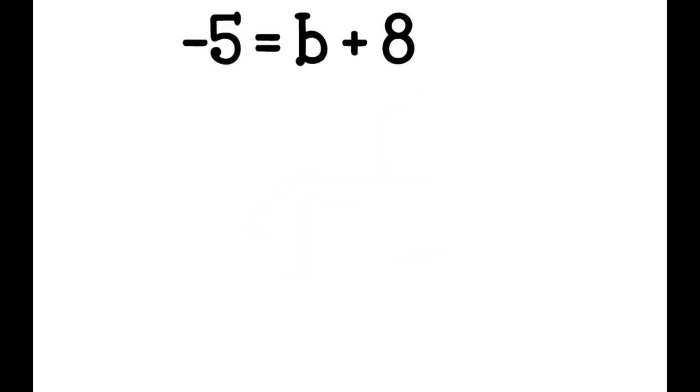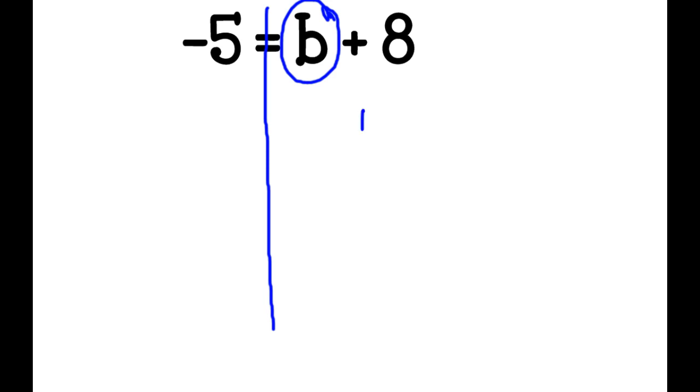Negative 5 equals b plus 8. So I'm going to draw my line. It's going to show the two sides of my equation. I'm going to circle my b. That's what I'm trying to get by itself, the variable. So I have a positive 8, so I'm going to do the additive inverse to get 0. So I'm going to add a negative 8.